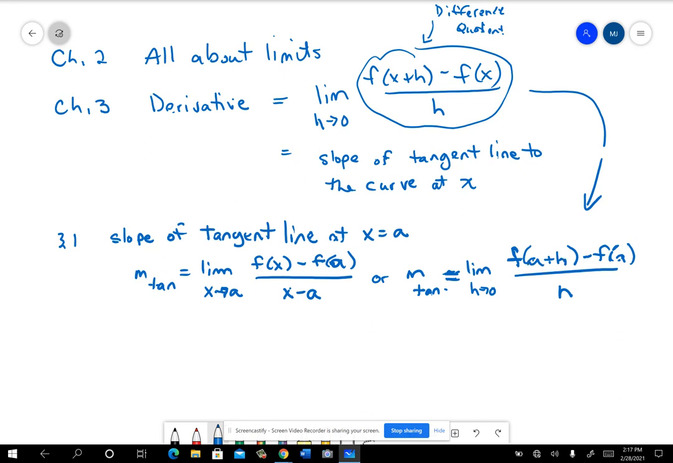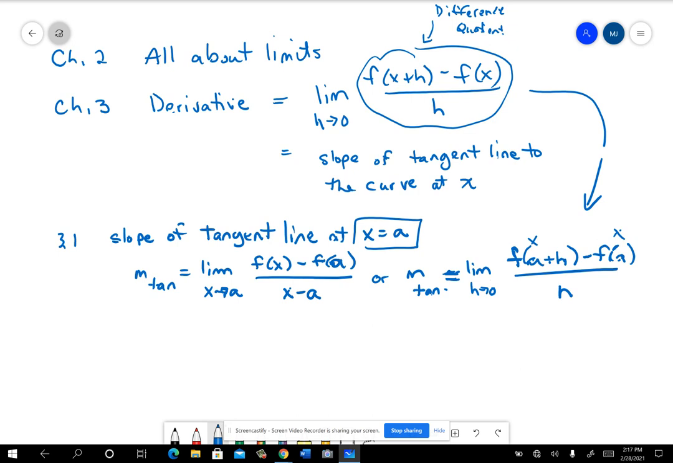Now, if you compare these two, okay, the only difference is you see the a there instead of the h. What's going on is we're looking for the slope of the tangent line at a point. So this would have been an x plus h minus f of x, but they were putting in a particular value.